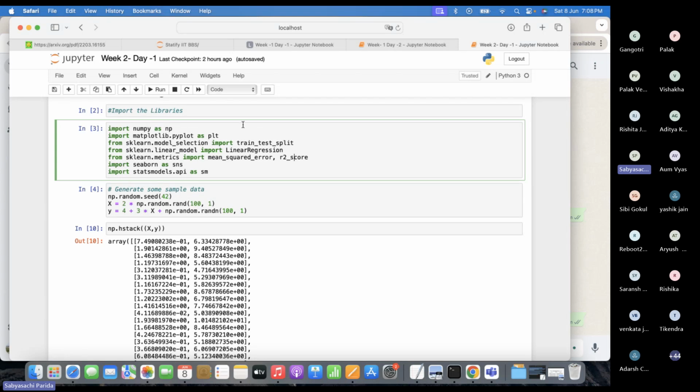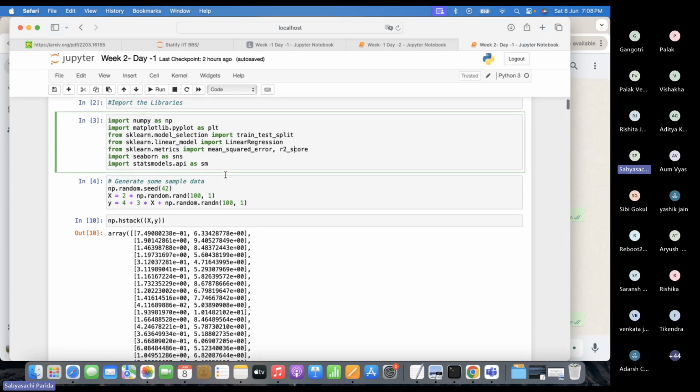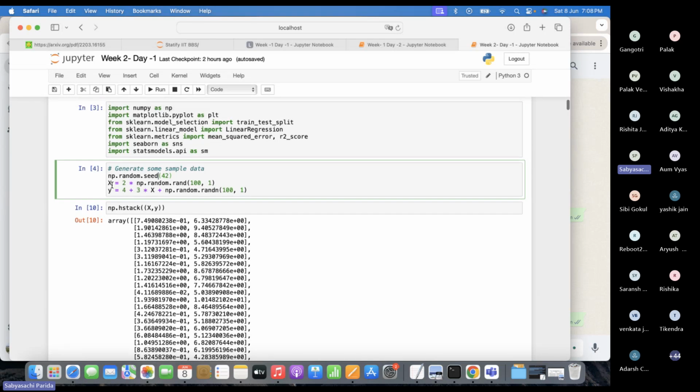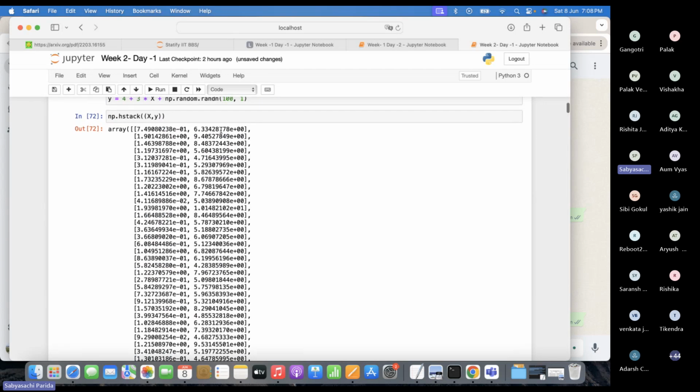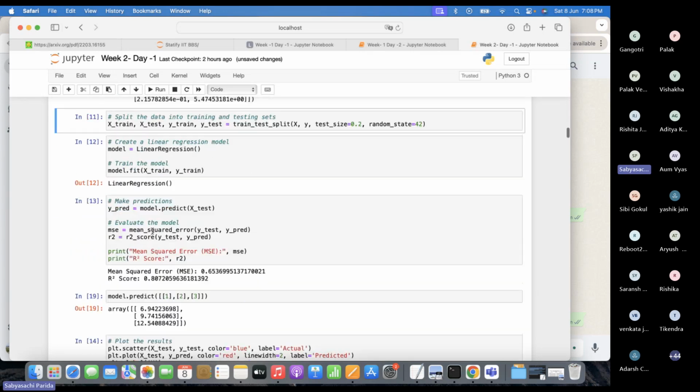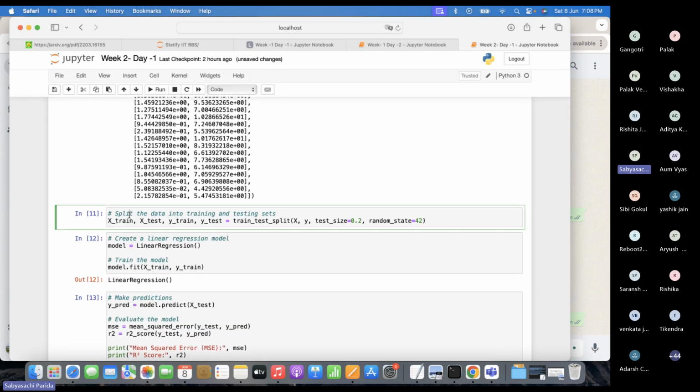But for now, we will be using this to test. Suppose this is my X, which is my independent feature, and Y is my target. So this is what I have built. For every X, this is the corresponding Y. When it is 7.49, Y is 6.33. When it is 1.90, Y is 9.40. Based on these Y's and X's, I'm trying to predict for unseen data what my target would be. For that, I am splitting my data into two parts.